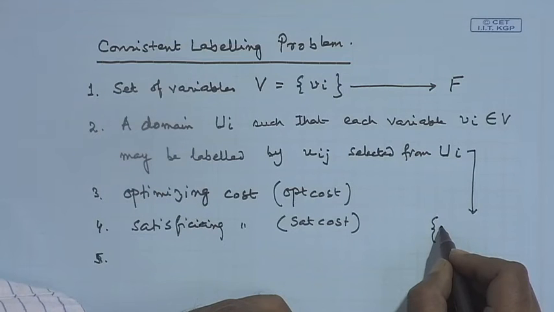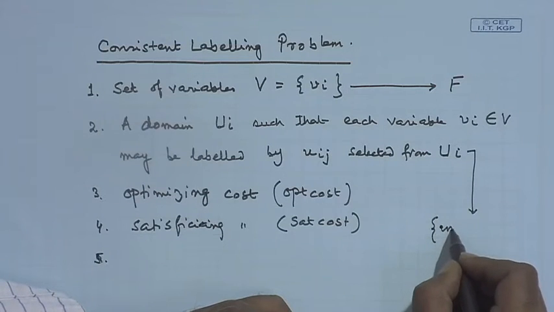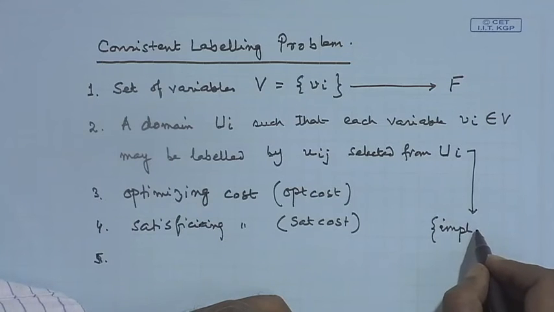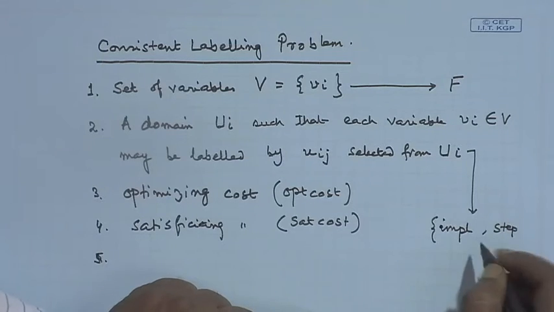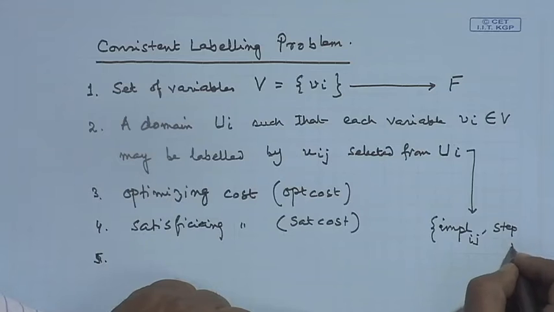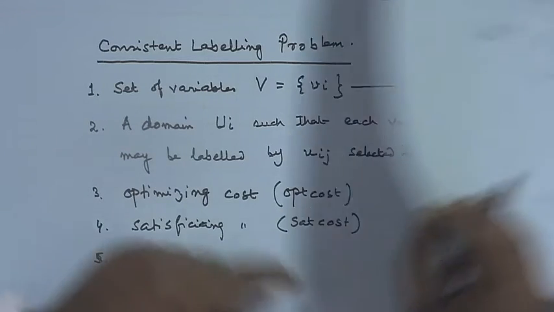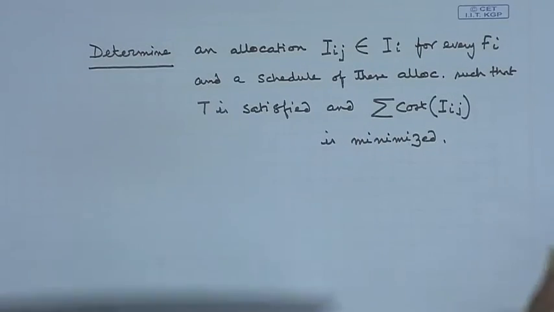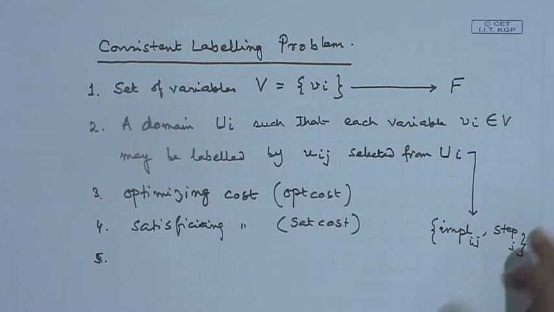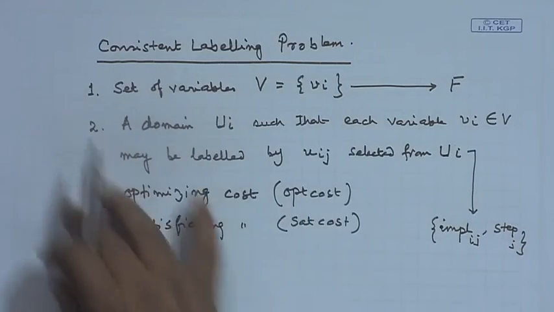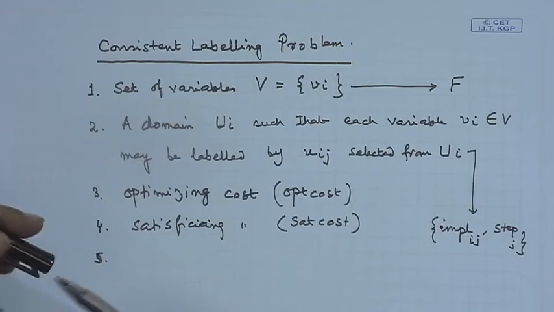Ij, which will have a particular implementation and a step, right. Implementation Ij and step j. Ultimately we are determining the Ij, right. That is coming as Uij. The other costs we have already seen. Therefore, we can apply the methods of consistent labeling problem to solve the hardware software partitioning problem.